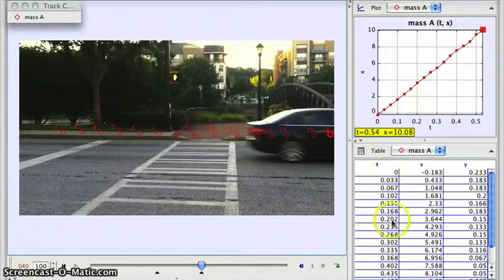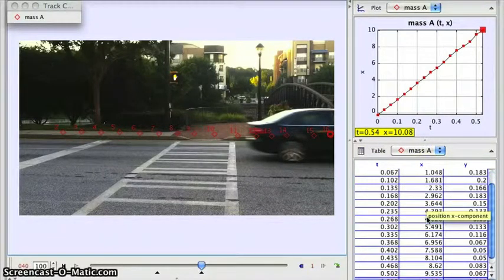I can then use these quantities, t for time and x for the car's position along the x-axis, to produce average velocity and my quantities using Newton's second law.